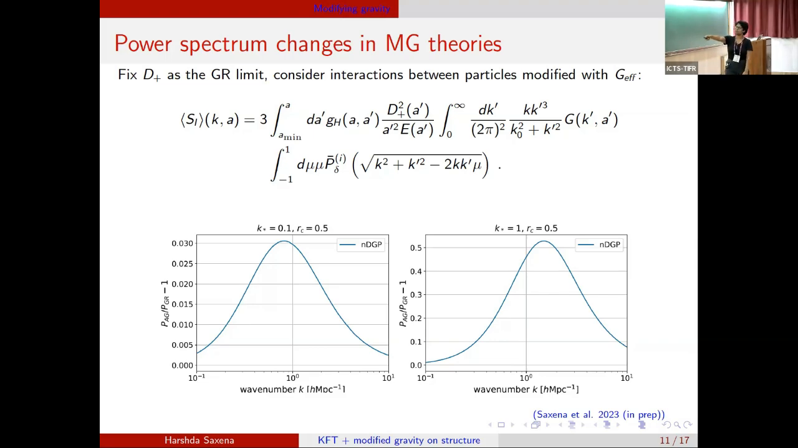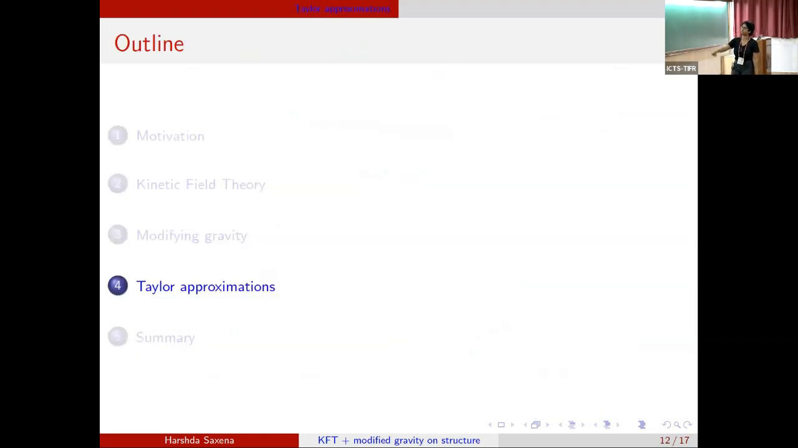So this is what the modified power spectrum looks like versus GR. Here we have plotted for nDGP models, specific modified gravity models with Vainshtein screening. You can see that for low k star, which means all your wave numbers are much greater than your transition wave number, so you're in the GR limit, you have low amplitudes of the relative power spectrum, as we expect. But for higher k star, you do have a higher amplitude of your relative power spectrum along with deviations in the peak.